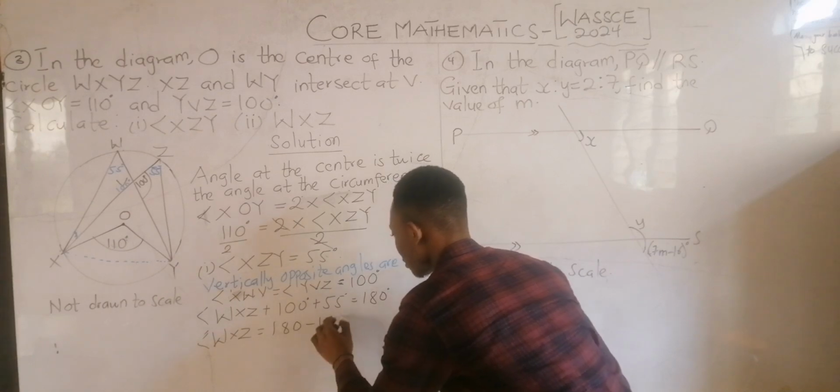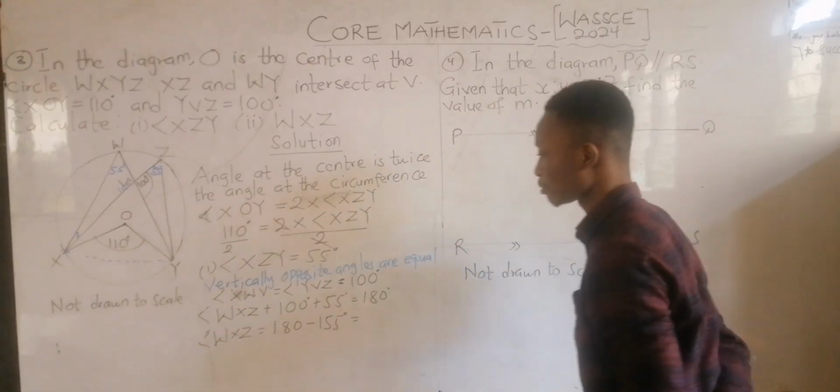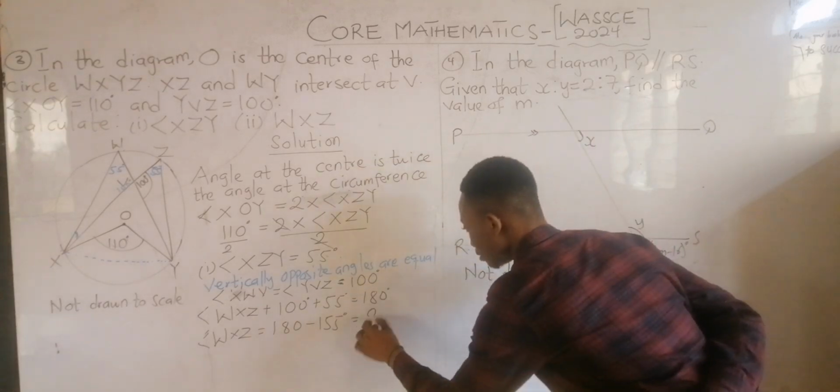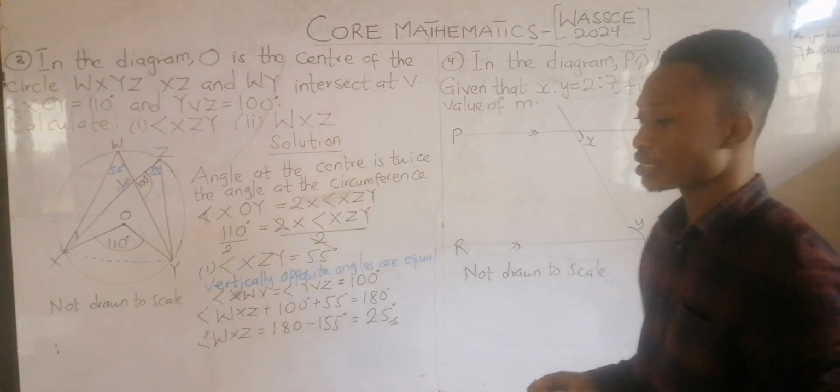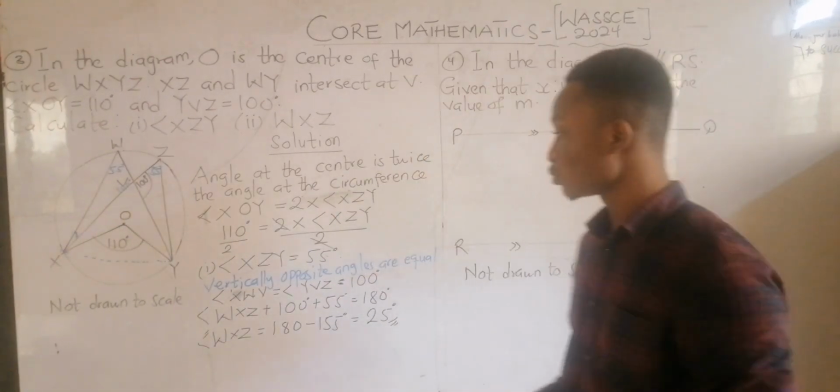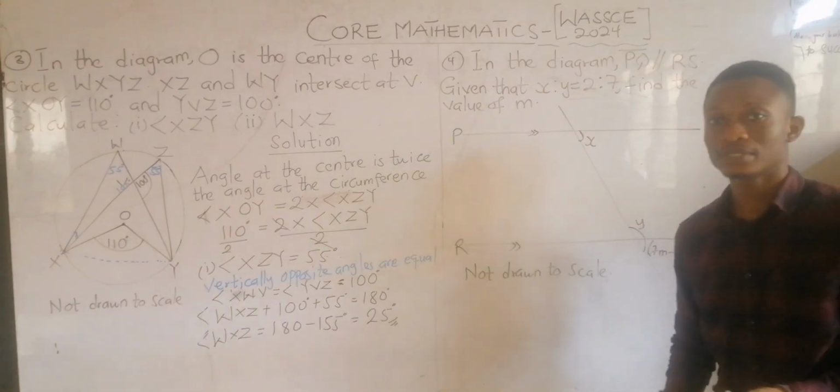It crosses and comes to the right hand side. So subtract 155 from 180, we get 25 degrees. So WXZ is equal to 25 degrees.